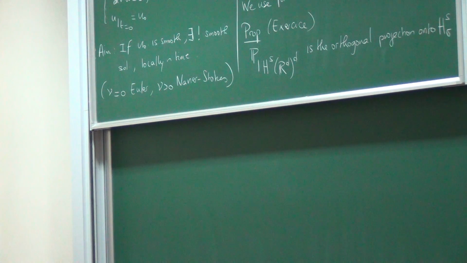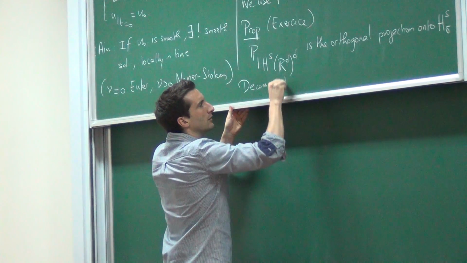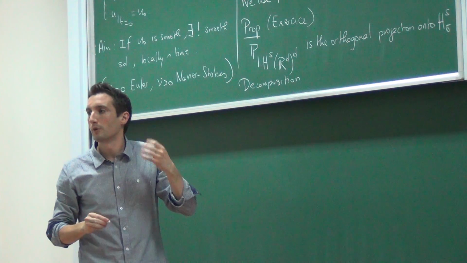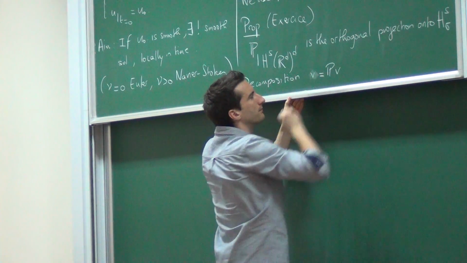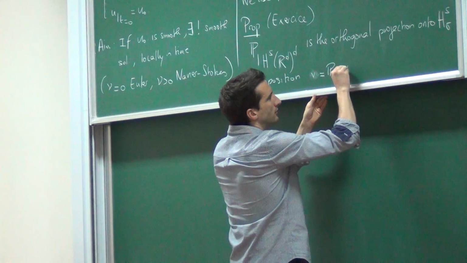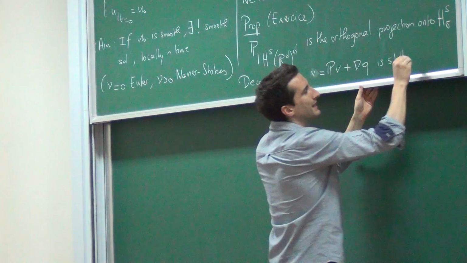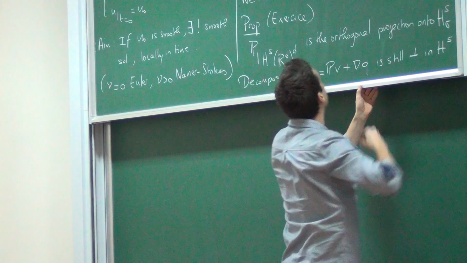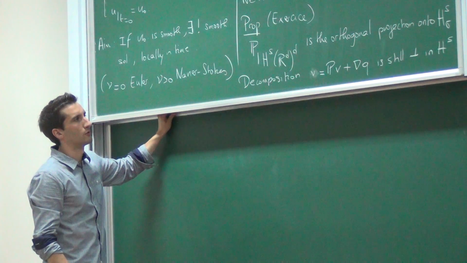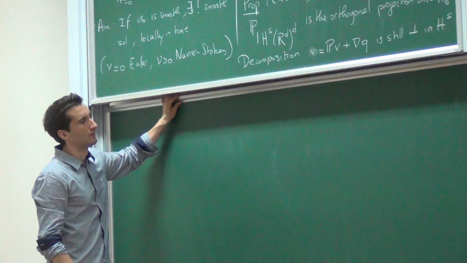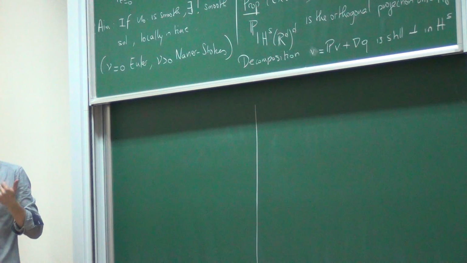So now, one more line saying that the Helmholtz decomposition that we had seen, of a field V as PV plus some gradient field, is still orthogonal, not only in L2 but in H^s. So this Leray projector behaves very nicely in these Sobolev spaces. Okay, so now I can state two existence theorems, one for Euler, one for Navier-Stokes.